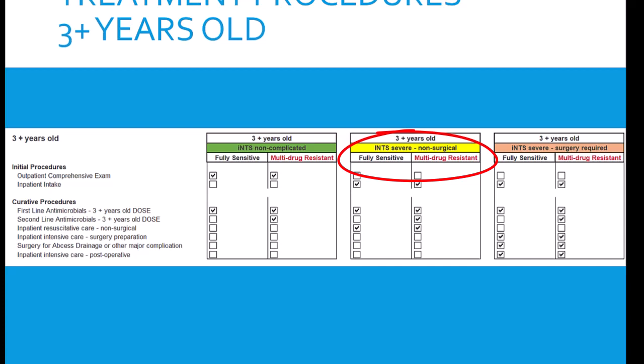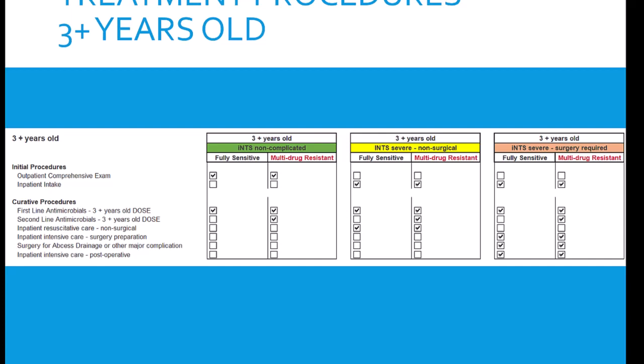And for those that are severe enough, you're going to have an inpatient intake so that that person will be admitted into the hospital. Similarly, for INTS severe cases where surgery is required, you will have an inpatient intake. So you'll see that we've checked those boxes that are relevant to each of those types of cases.